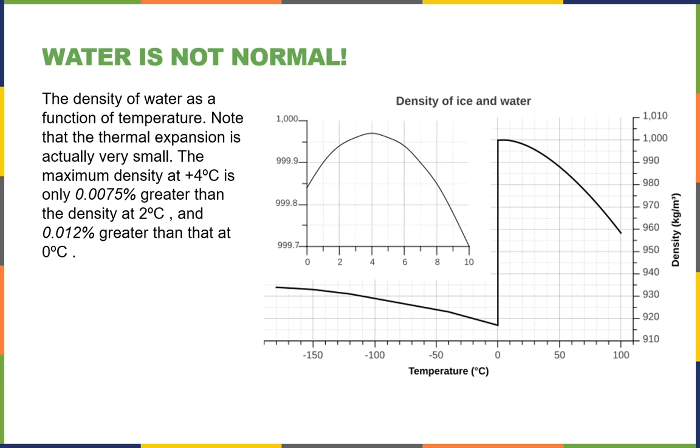But if you cool it from 3.98 degrees Celsius, it also expands because it's starting to align. So water is kind of unique. The ice being less dense means that ice floats on water. And that's super important. What would life on Earth be like if ice didn't float on water?